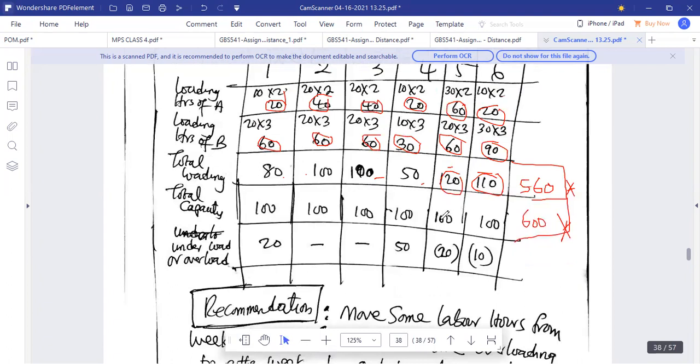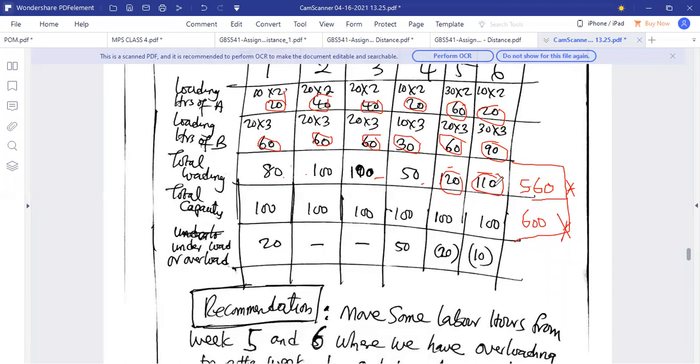You can even take maybe 10 hours from week 6 to week 1. That's another option. And then the 20 hours from week 5, you can take them to week 4. It will strike a balance so that you are avoiding overloading.